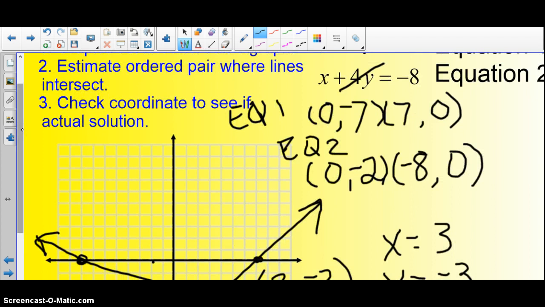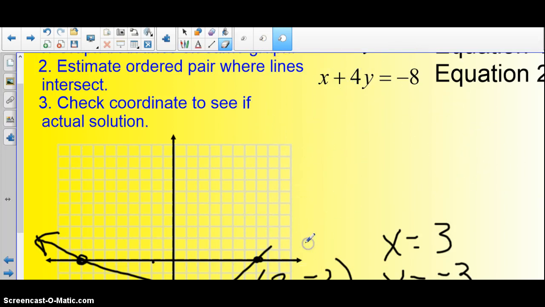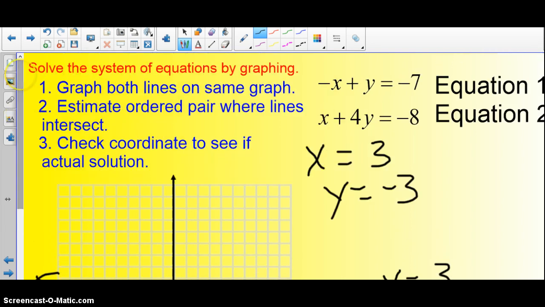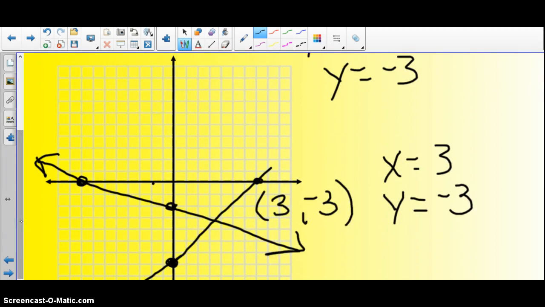So when we go back up to our equations, I'm going to write this up here so that we have it. I'm going to do some erasing so we can get some more room here. So we've got x is equal to 3, y is equal to negative 3. And going back up here, if we substitute in 3 to this first equation, we would have negative 3 plus y, which is negative 3. Is that equal to negative 7? No, that's not true. So that tells me that my intersection point is not 3 and negative 3.